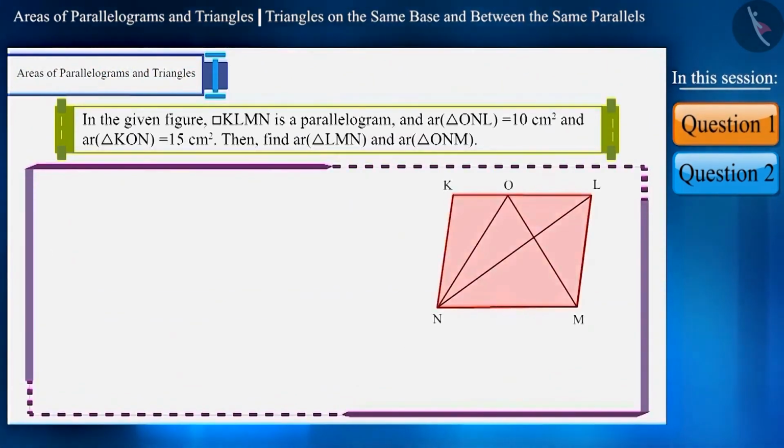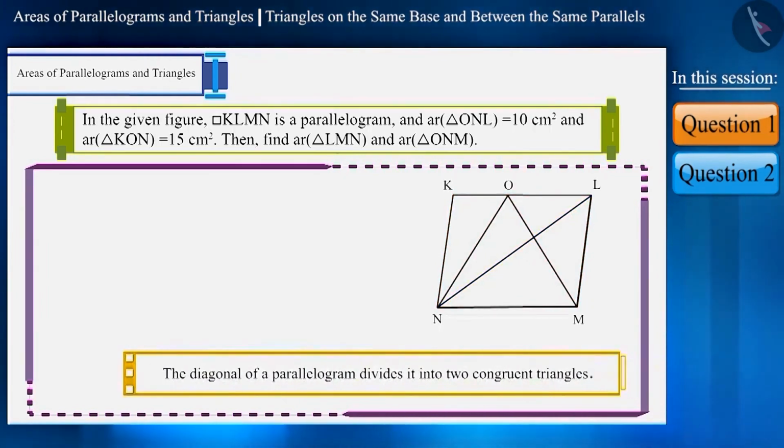In the given figure, KLMN is a parallelogram and the given areas of triangles ONL and KON are 10 cm² and 15 cm² respectively. Now, find the area of triangle LMN and triangle OMN. Friends, we need to find the area of triangle LMN. It's given that quadrilateral KLMN is a parallelogram and NL is its diagonal.